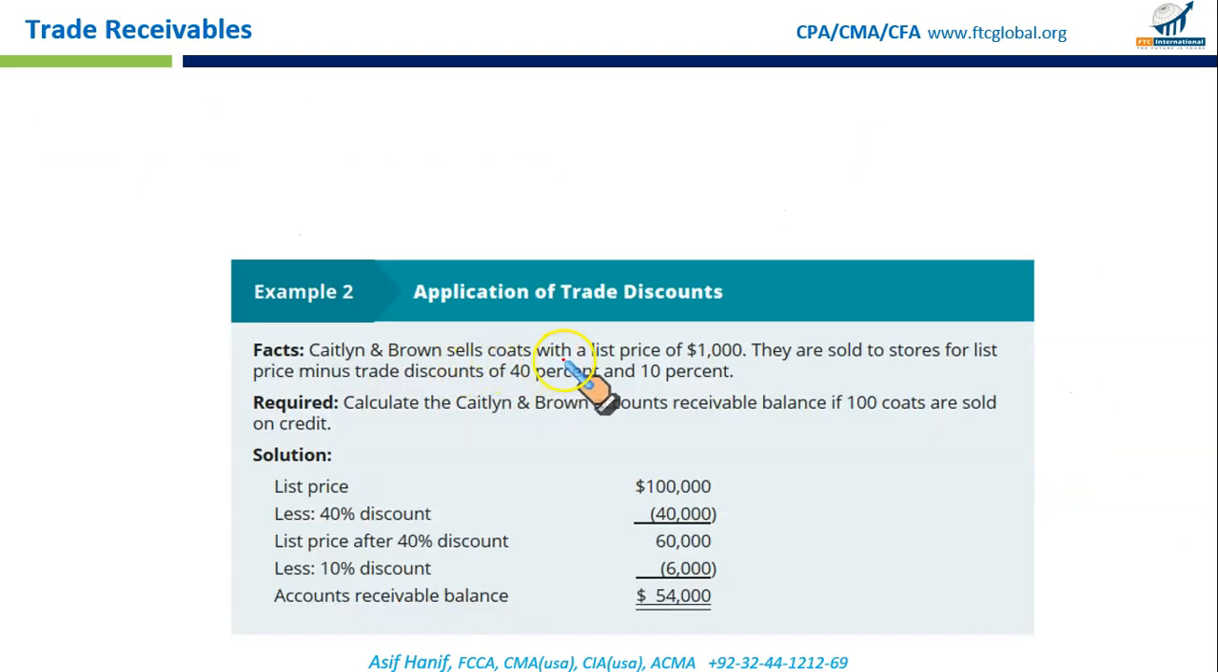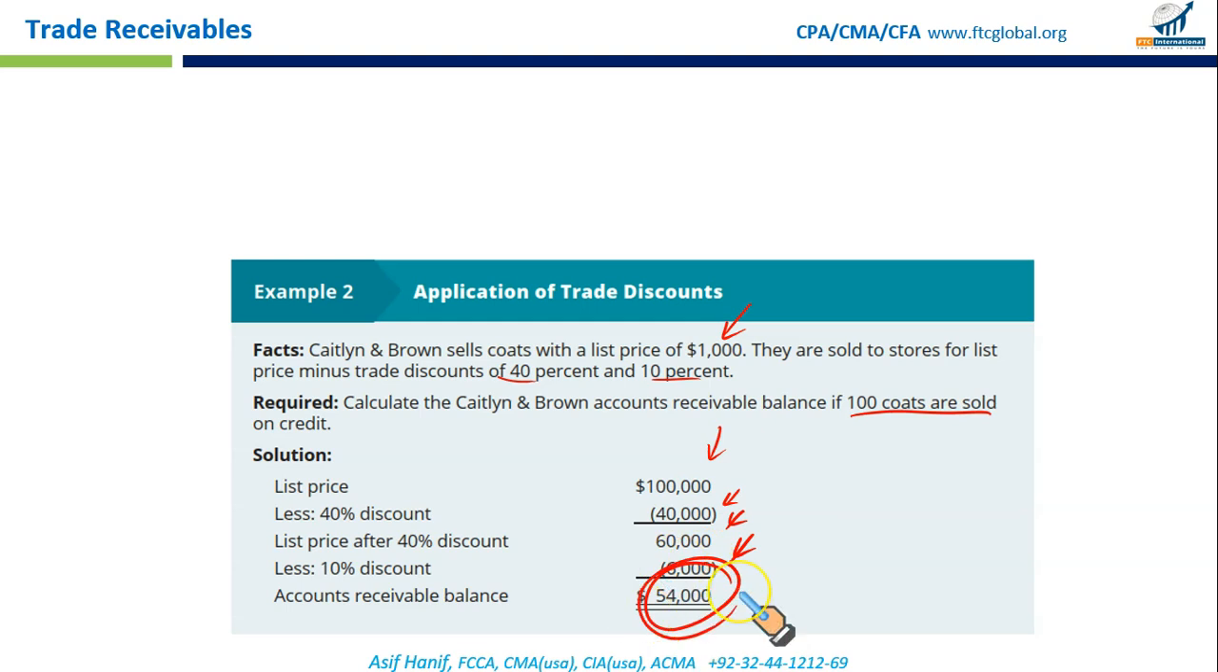Catlin and Brown sells coats with a list price of $1,000. They are sold to stores for list price minus trade discounts of 40% and 10%. Calculate the Catlin and Brown account receivables balance if 100 coats are sold on credit. So first, that's your list price. First, you apply the 40% discount. That's the net price after the first 40% discount. And then again a 10% discount.